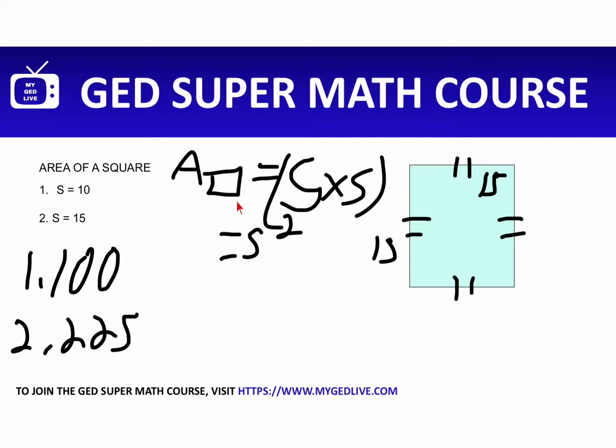So very simple and straightforward, as you see, it's either a side by a side or side squared, that's saying the same thing. And all sides of a square are the same. So let us go ahead and jump in to the word problems.